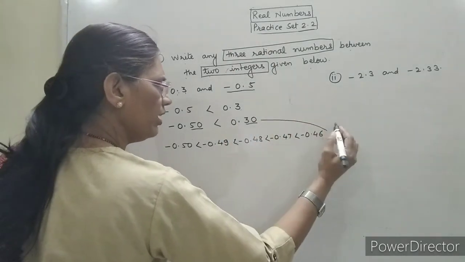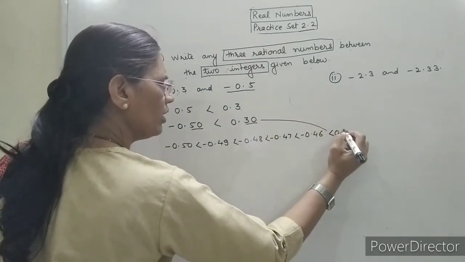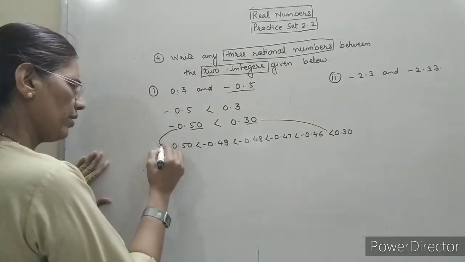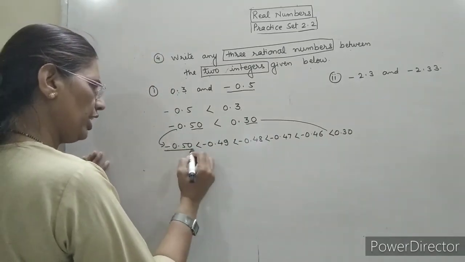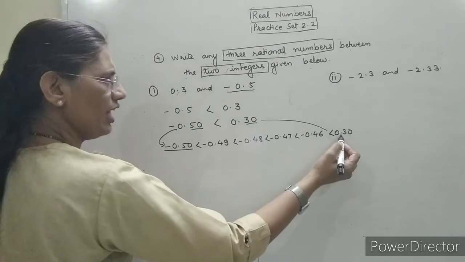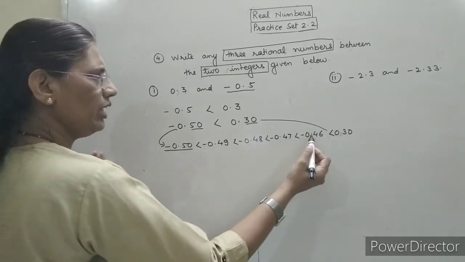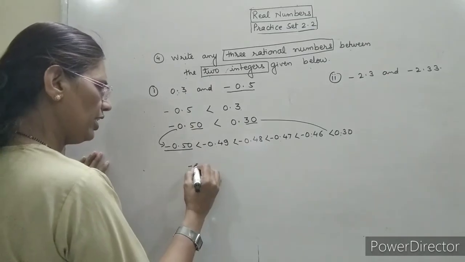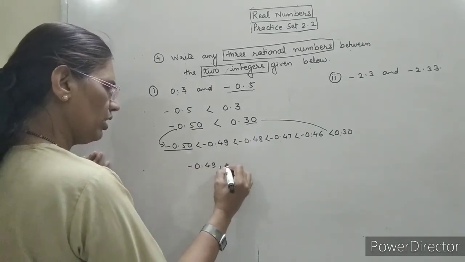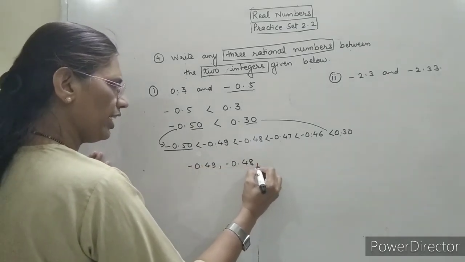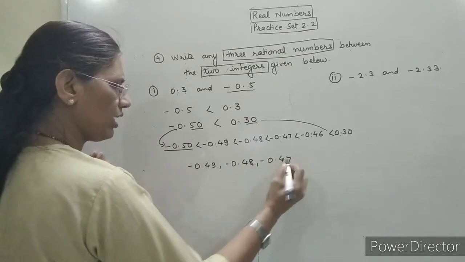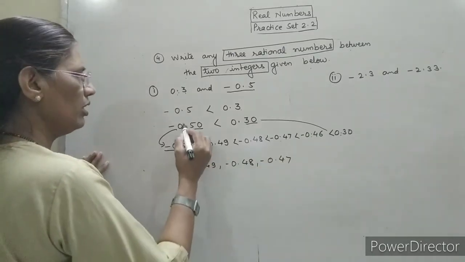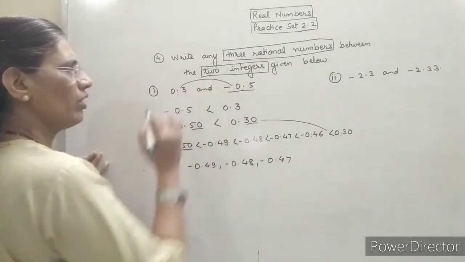And now I will write here again 0.30. Here this is negative 0.50 and this is the last one. So you can write many rational numbers between these two, and here I will write negative 0.49, negative 0.48 and negative 0.47 are the three rational numbers in between these two. Right?